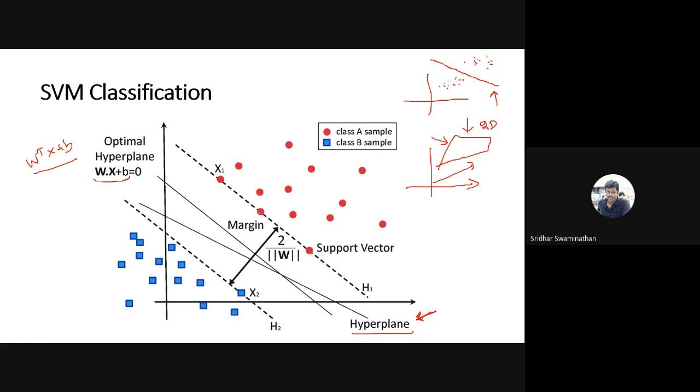And this is the margin, the one with the dotted line. This is the optimal hyperplane. The samples which fall on top of the line are called support vectors. This is very important, because we are going to use these support vectors for some purpose. The support vector machine has the words support vector in its name itself. We are going to use them for a purpose.